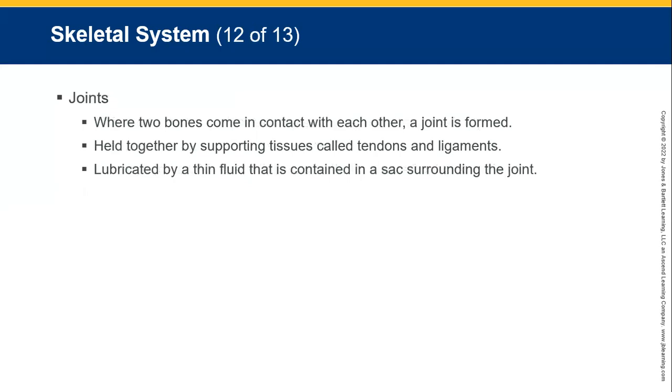Joints, there are many different types of joints we get. Gliding joints are held together by tendons and ligaments, lubricated with a thin fluid surrounding cartilage, which stops bone ends from rubbing together. Synovial fluid is in a sac surrounding the joints. Often we get types of inflammation in that fluid surrounding the joints.